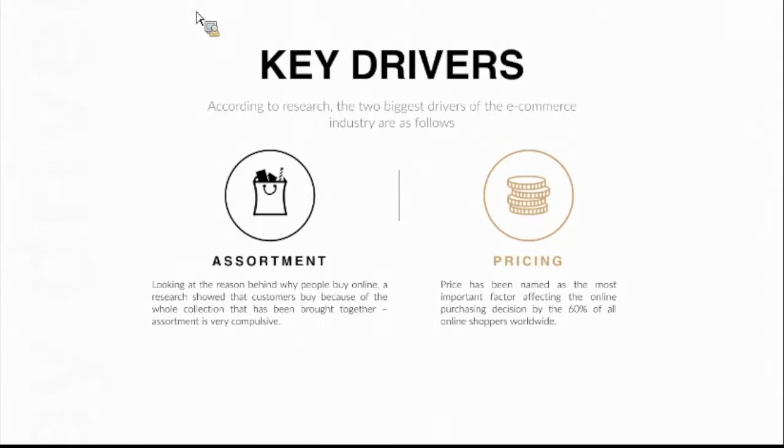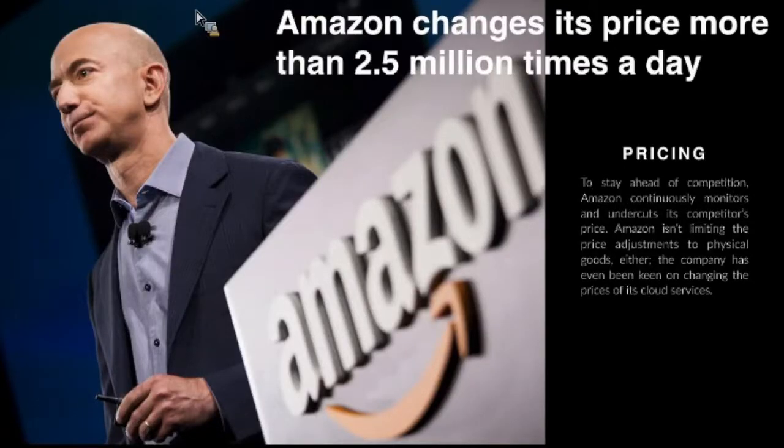A fun fact: Amazon changes its price more than 2.5 million times a day. And we all know that Amazon is pretty big, right? To stay ahead of competition, Amazon continuously monitors and undercuts its competitors' prices. So Amazon is clearly implementing dynamic pricing, and we all know how big a company Amazon is today. One of the biggest reasons behind that is actually dynamic pricing.